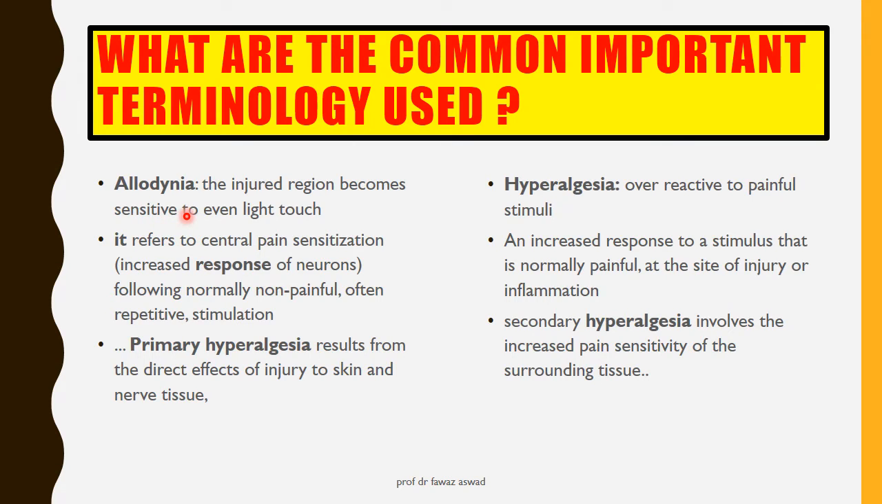Hyperalgesia means overreactive to the pain stimulation. An increased response to the stimulus that is normally painful at the site of the injury or inflammation. While secondary hyperalgesia involves the increase in the pain sensitivity of the surrounding tissue.